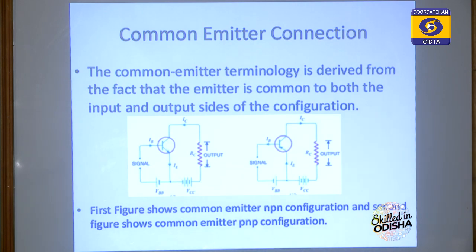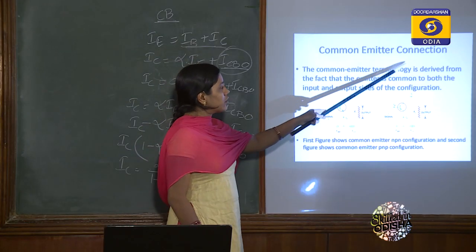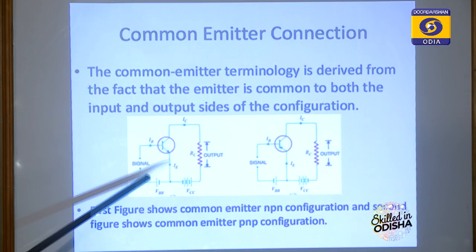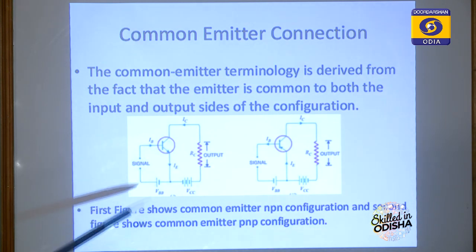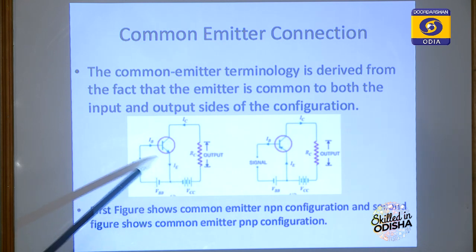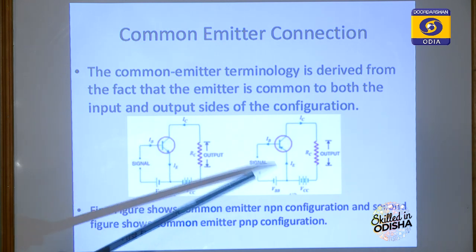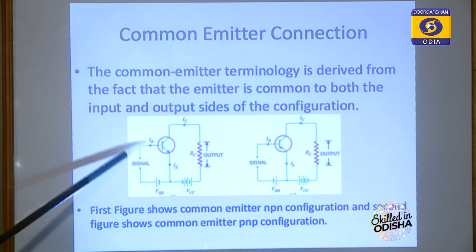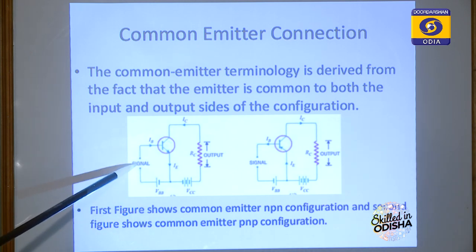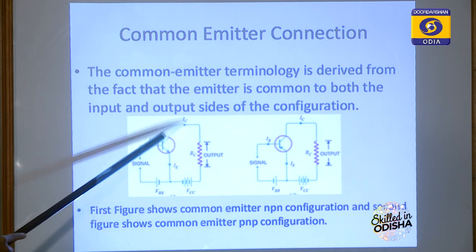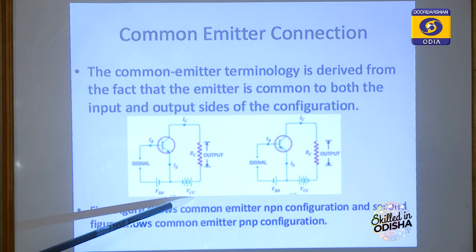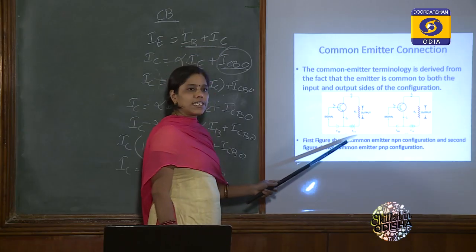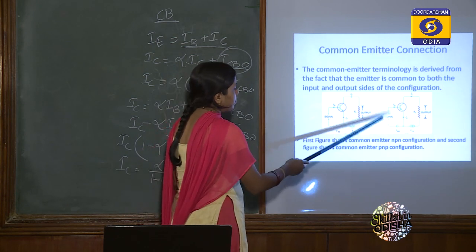Like common base configurations, where the base part is common to both sides, that is input side as well as output side, similarly for common emitter configurations, the emitter part is common to both the sides. This one is the NPN configuration and this one is the PNP configuration, and this is the input voltage. Input voltage is equal to VBE and input current is equal to IB for common emitter case, and output current is equal to IC and output voltage is equal to VCC, or in some books it is written as VCE. Similarly the same for PNP configurations also.